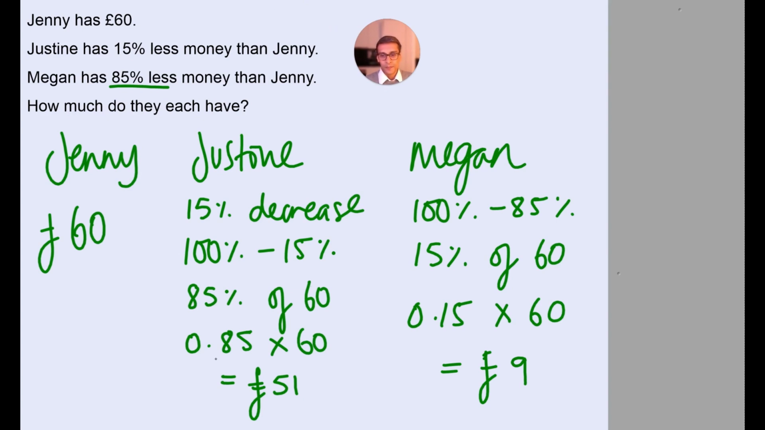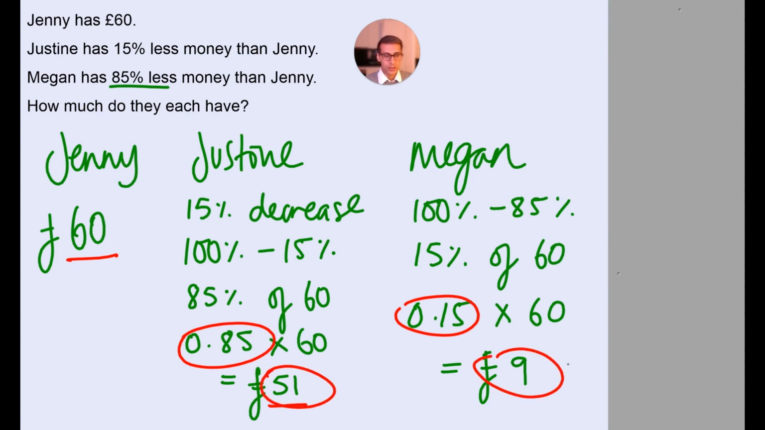Now some of you may have been more efficient with this, and you may have realized that actually 85% and 15% make 100%. So if you already know the total is 60 and we're taking 51 away, these two values should add up to 60. If you did it that way, brilliant. If you did it this way, there's nothing wrong with that either.